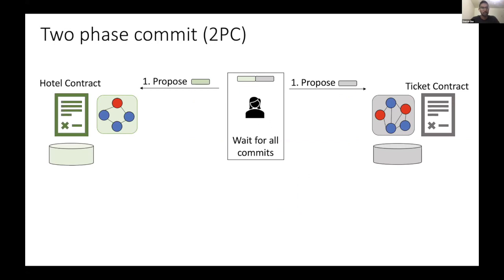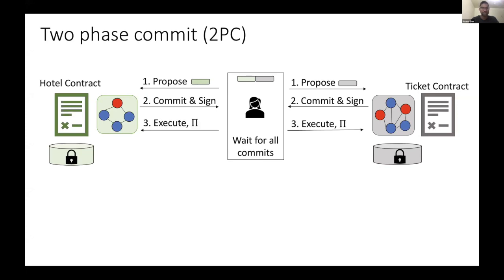These shards will locally validate the proposed transaction, and if the transaction is valid, they'll send a commit message along with a signature, and they'll locally log the potential state that this transaction can modify. Once the client collects all the commitments, it will send an execute message along with the proof saying that all the involved shards have agreed to execute this transaction. Once the shards receive this execute message, they will execute the transaction and send an acknowledgement message. So this is basically the classic two-phase commit protocol.